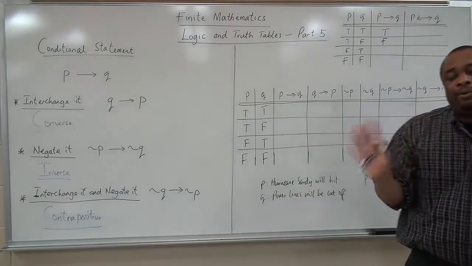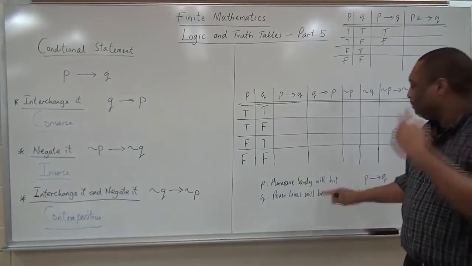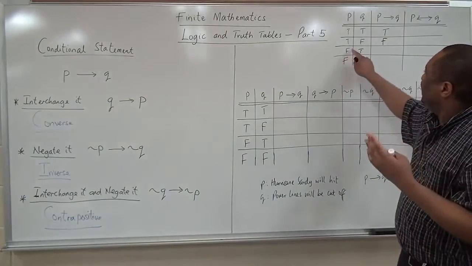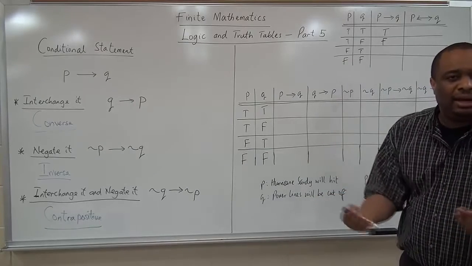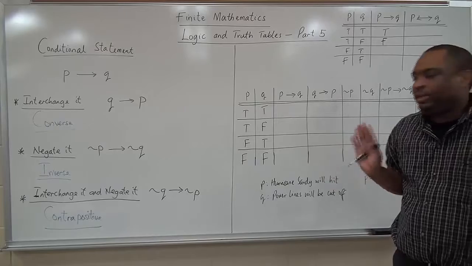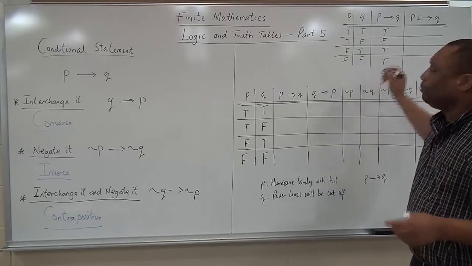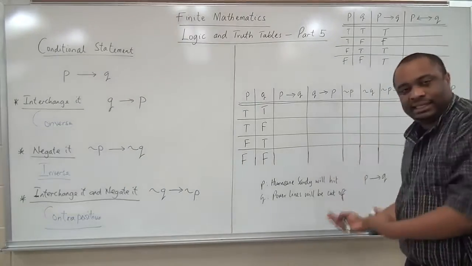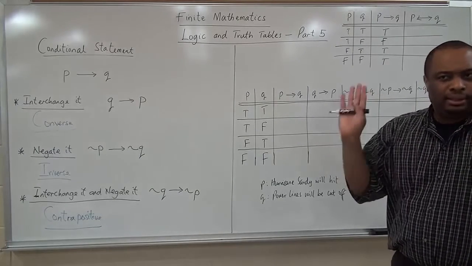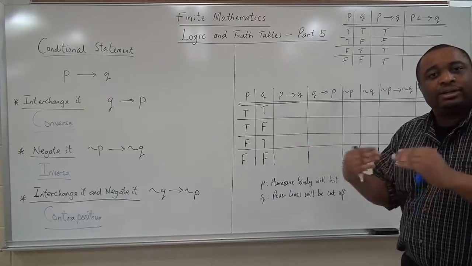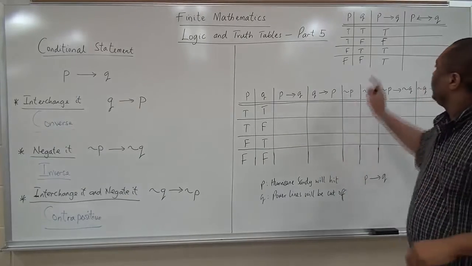But in this case, Hurricane Sandy did not even hit. So we don't really care whether power lines were cut off or not, because the news anchor said if Hurricane Sandy hits, power lines will be cut off. But Hurricane Sandy did not hit. The news anchor will not be to blame, because she said if it hits. So this will still be true, and this will still be true, because it did not hit. So whatever happens is okay. The news anchor is good to go.